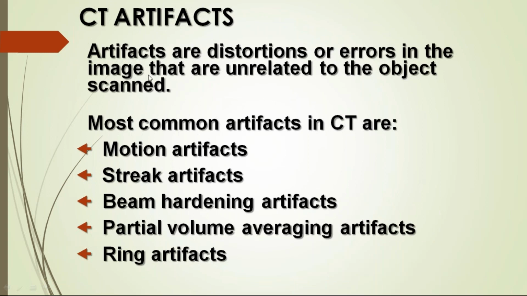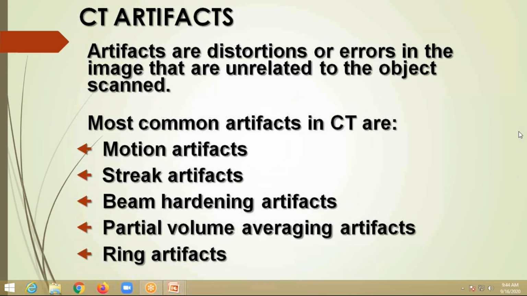errors in the image that are unrelated to the object scanned. Okay, suppose we are doing a CT head, CT brain, or CT chest. But we will see different types of artifacts in this. The most common artifacts in CT you will see are motion artifacts. These are due to patient movement and some other things. And then streak artifacts, I will show you what the different artifacts are and how they come in the coming slides. And then the third one, beam hardening artifacts, and then partial volume averaging artifacts, and then ring artifacts.